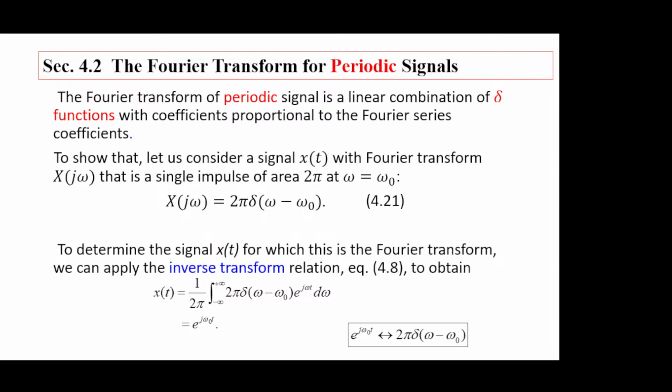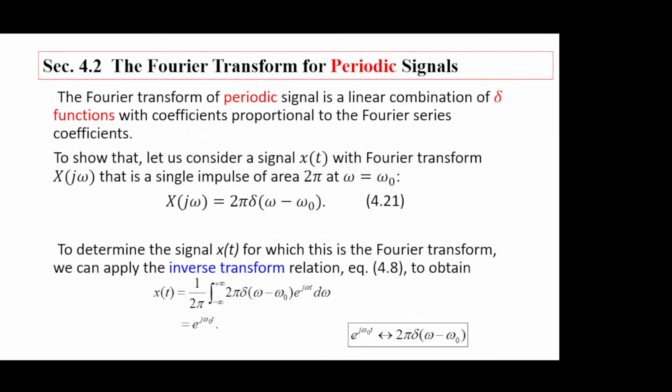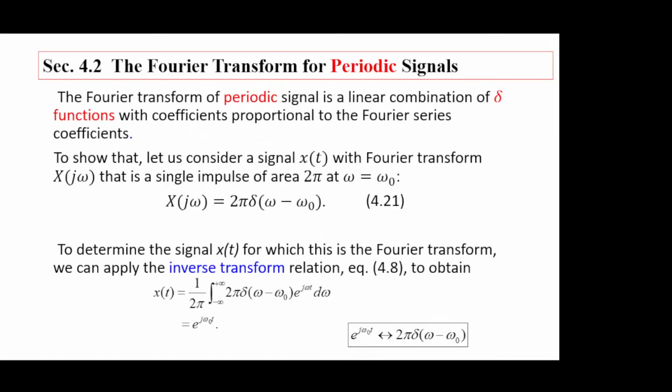If you draw this on the omega plane, it's just a single peak, a single spike with height 2 pi at omega naught. Okay, so this is our big X of j omega.